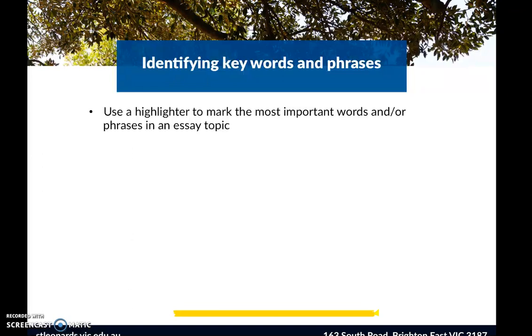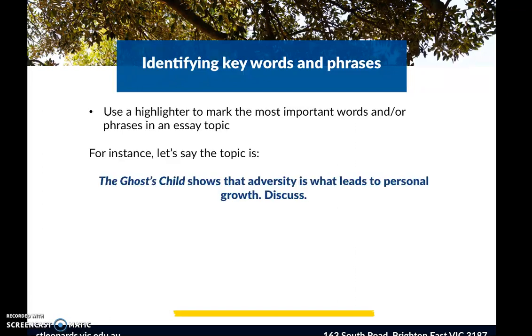So once you've chosen the essay topic, the first thing you should set about doing is identifying key words and phrases. I've said phrases because sometimes it might be a series of words. So I would always take a highlighter into the exam with you, and I would use that to mark the most important words and or phrases in an essay topic. So let's see what that might look like. Well, if our essay topic is "The Ghost Child shows that adversity is what leads to personal growth, discuss," you'd need to draw out what you think the most important words or phrases in that are.